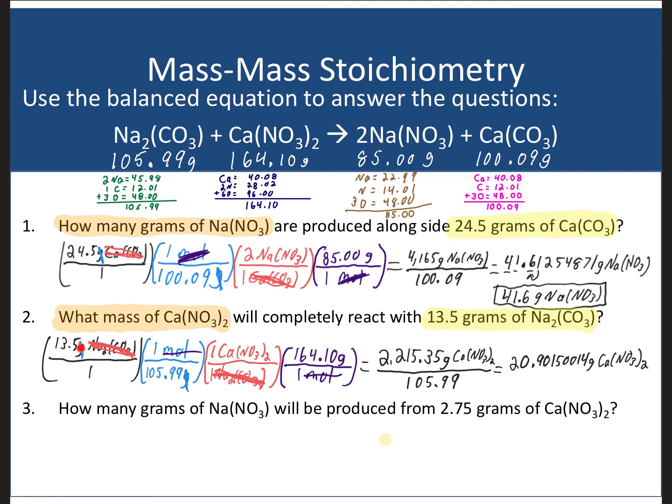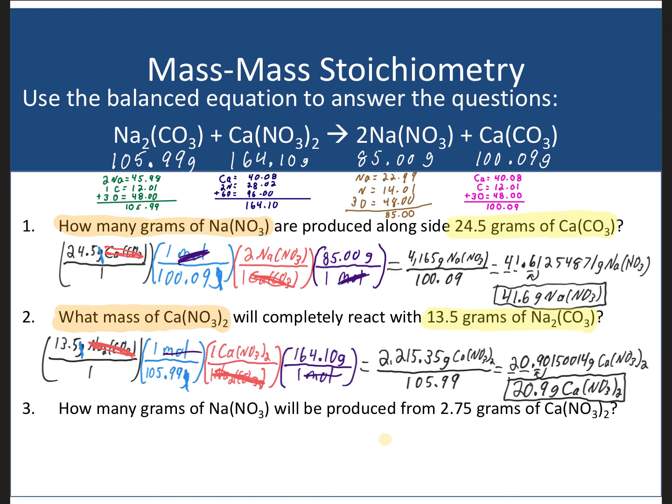13.5 has 3 sig figs. The 2, the 0, and the 9 are my 3 sig figs. The 0 tells me to not round, so I get 20.9 grams of calcium nitrate, which is exactly what it's asking me to find, mass of calcium nitrate. Box it up, move on to number 3.